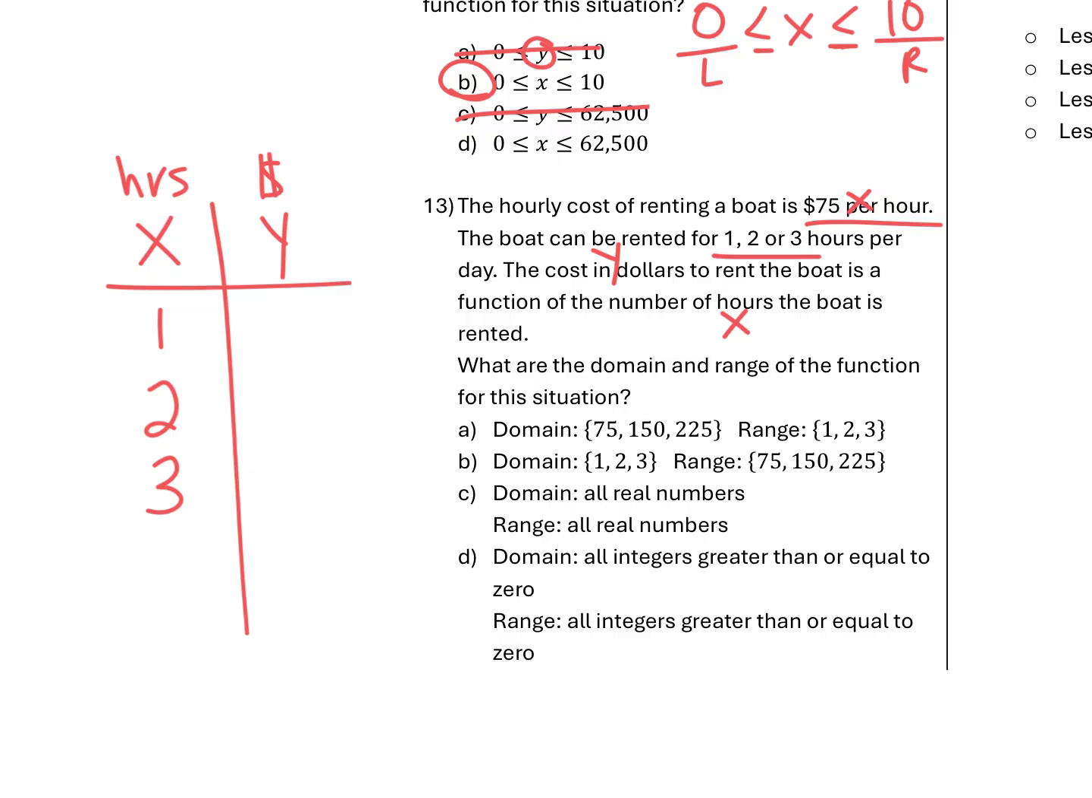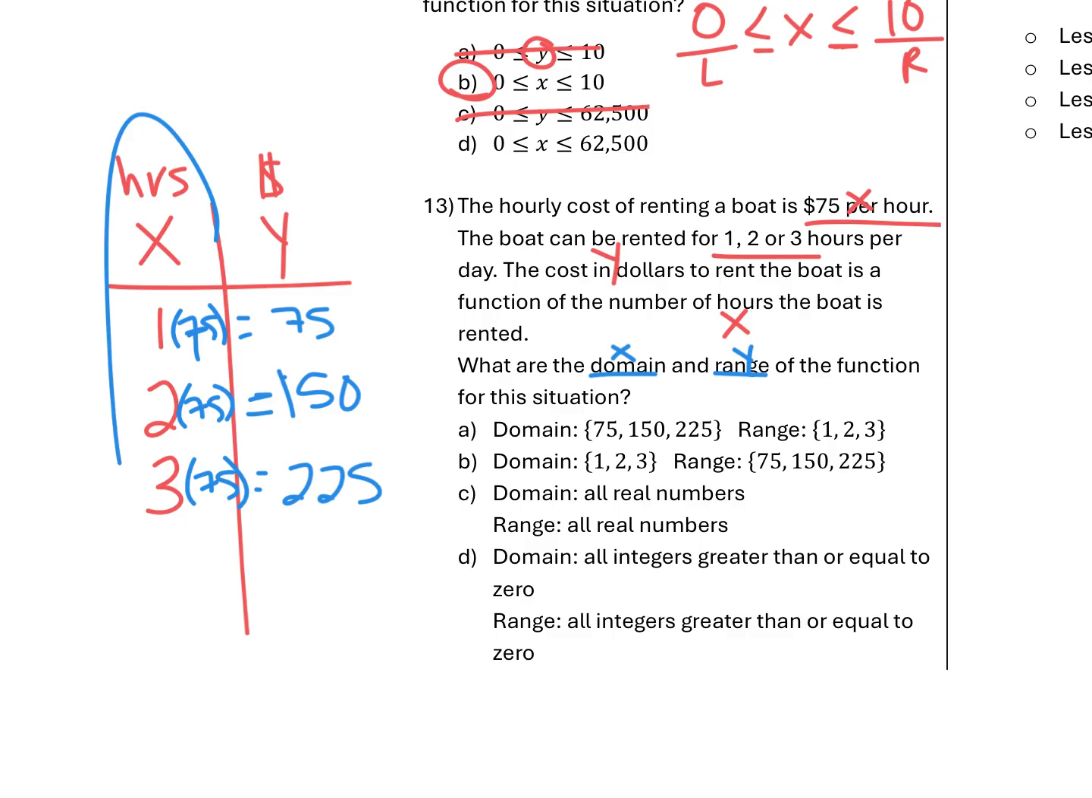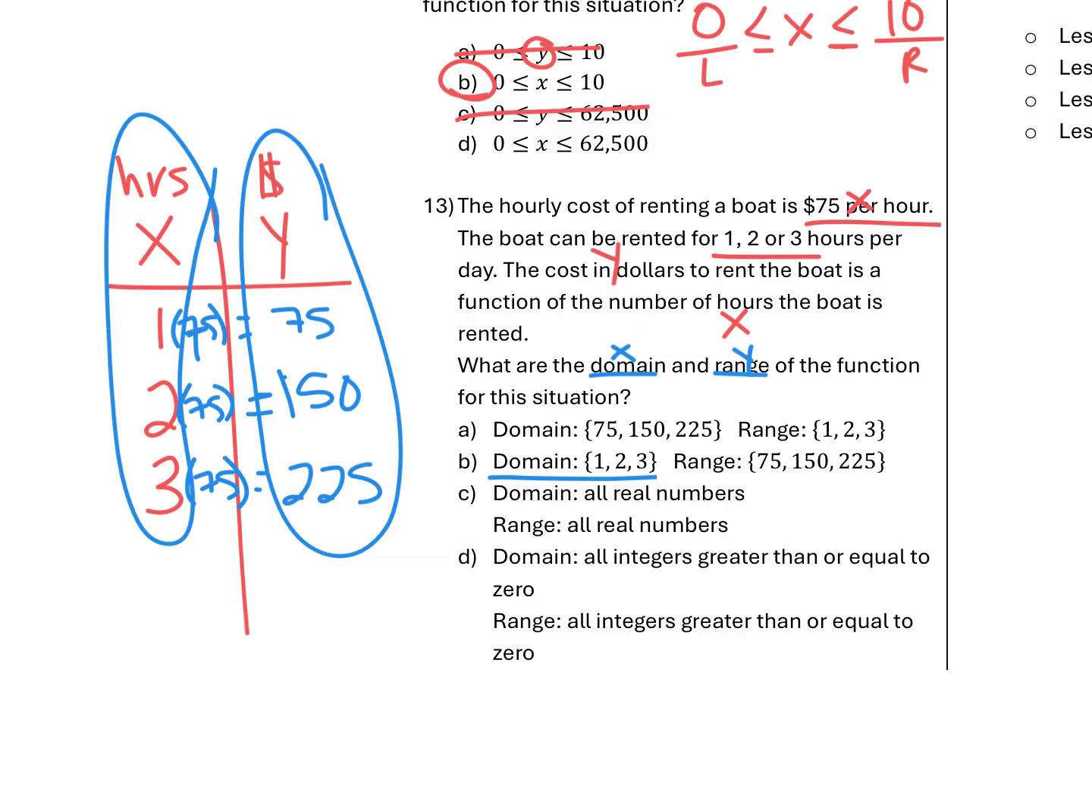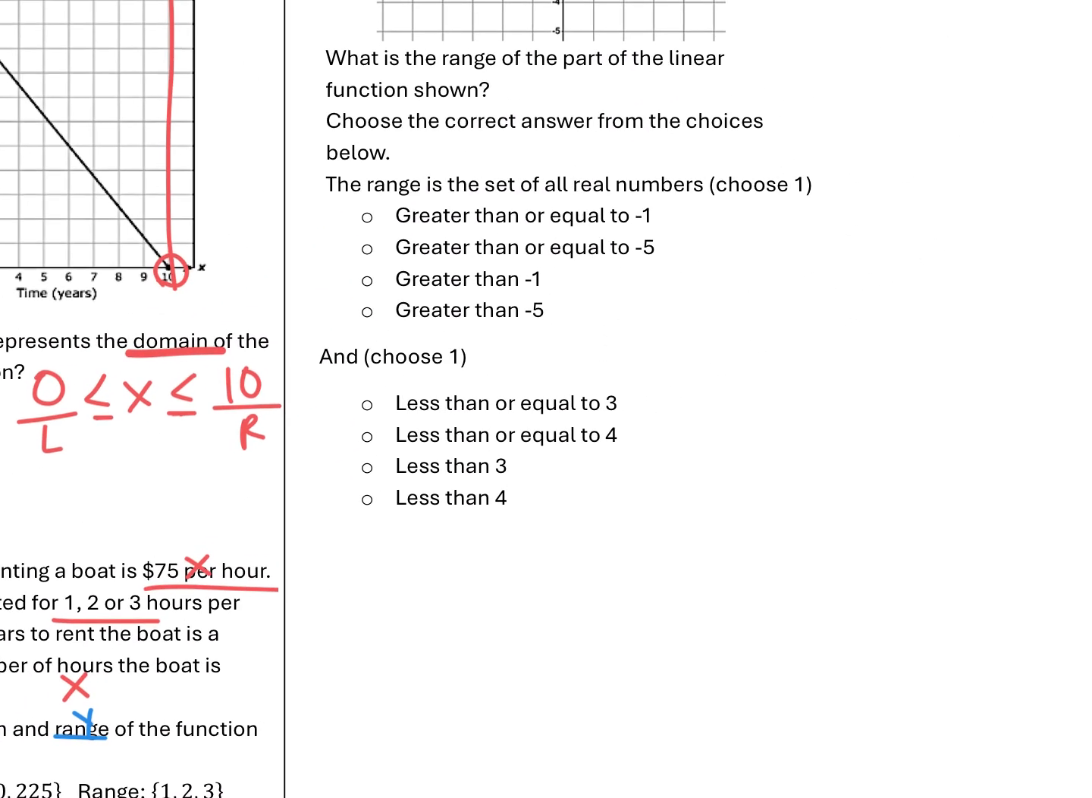So if I did 1 times $75, I get $75. 2 times $75 is going to be 150, excuse me, 150. And 3 times $75 is $225. So it says, what is the domain, the X, and the range, the Y? So I can see my domain is right here. 1, 2, and 3. And my range is what it cost me. So that's going to be a list because those are individual hours. It doesn't say you can do it for minutes.